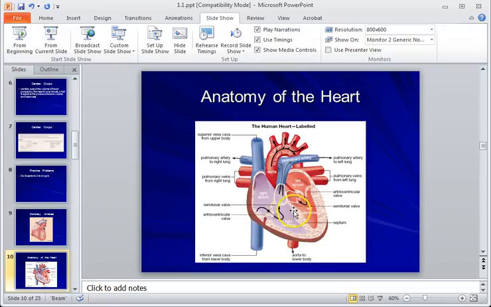Running down the middle of the heart is what we call a septum. It separates the deoxygenated blood from the oxygenated blood. In between the atria and the ventricles, there are valves. And in Science 30, you don't need to know the names of these valves. We call them the atrioventricular valves.